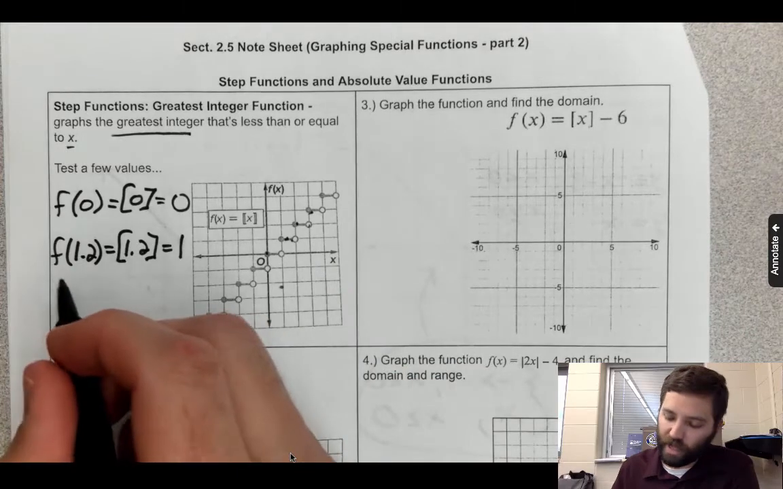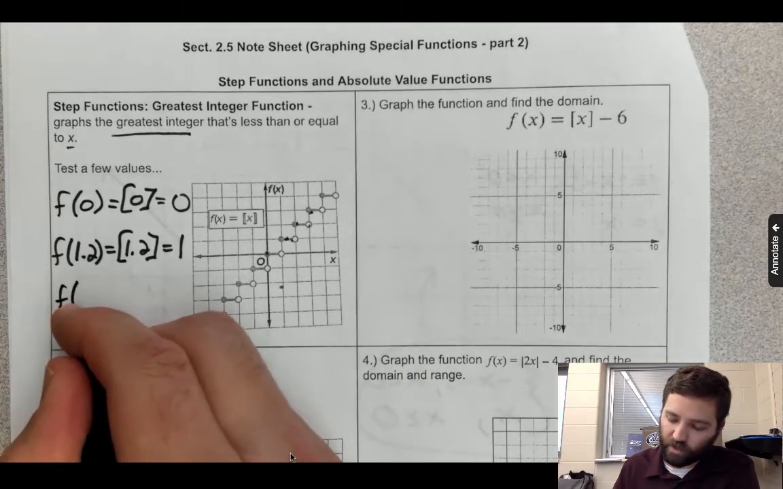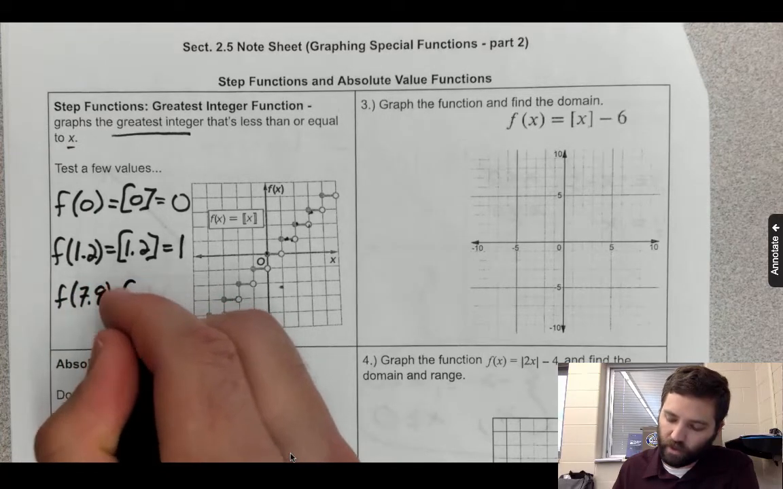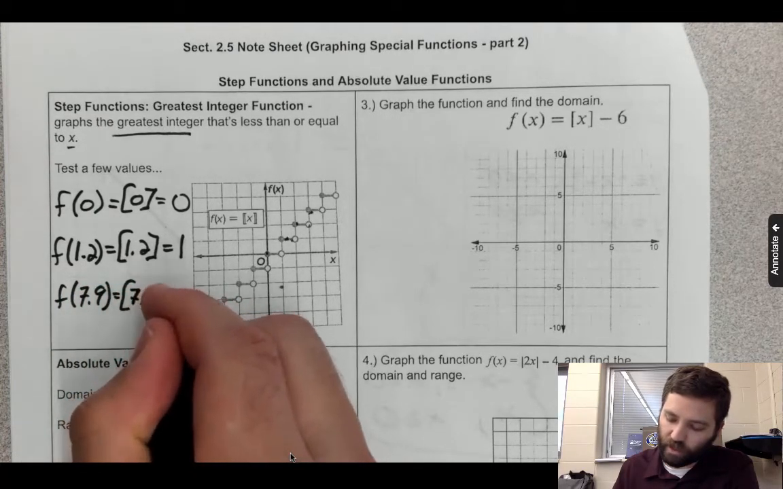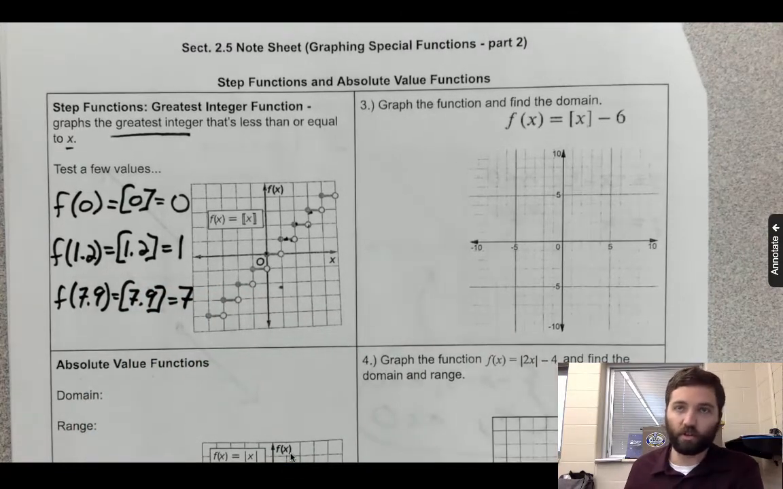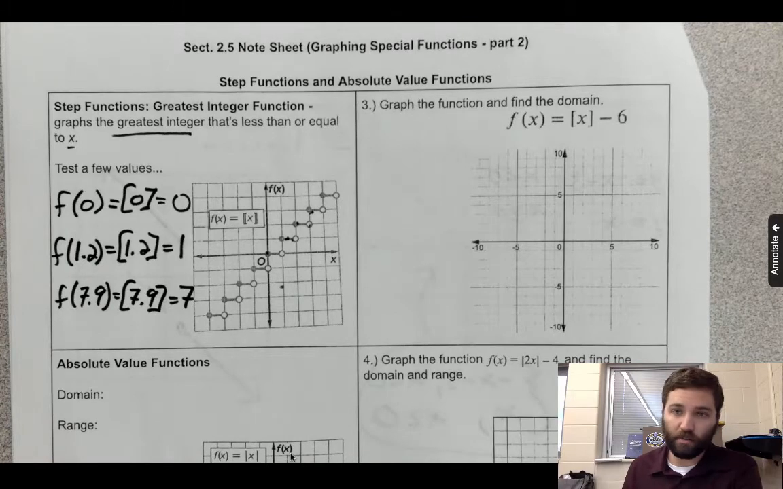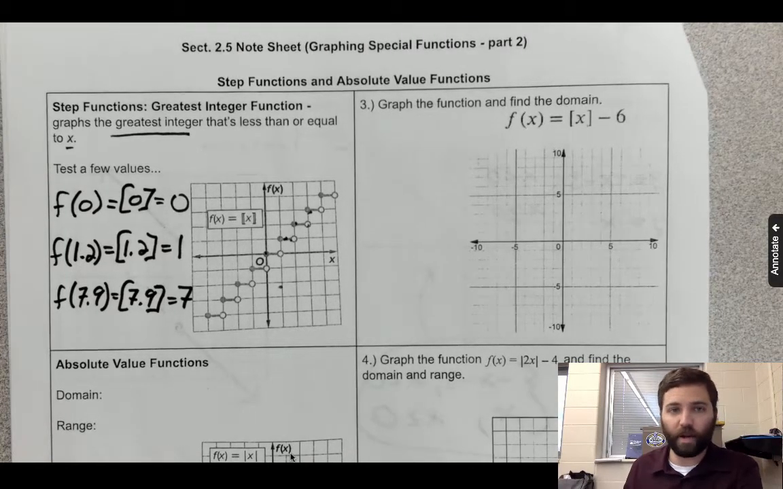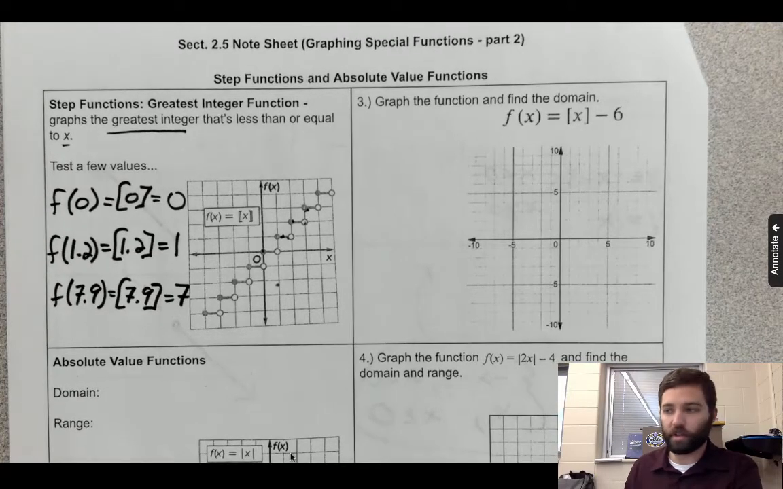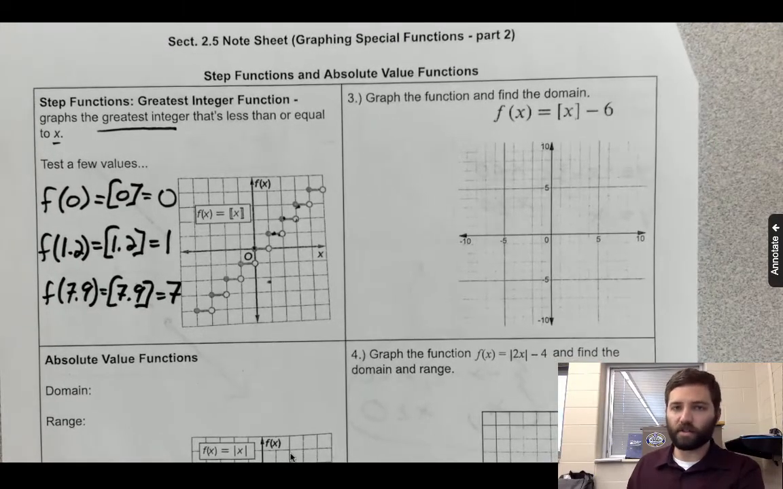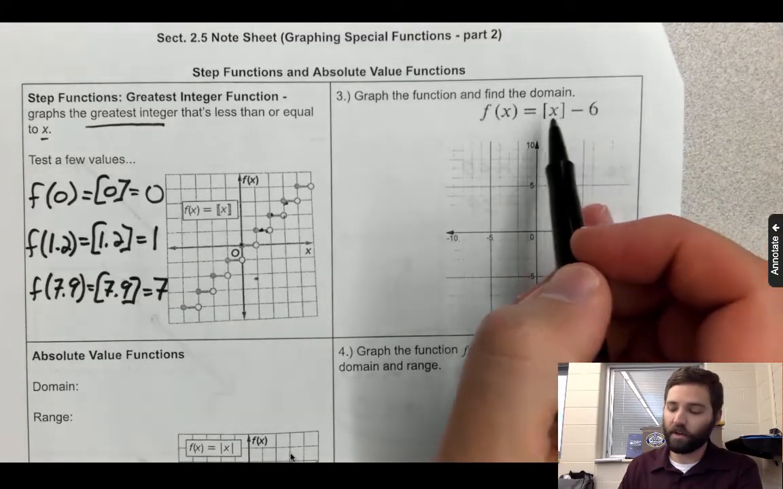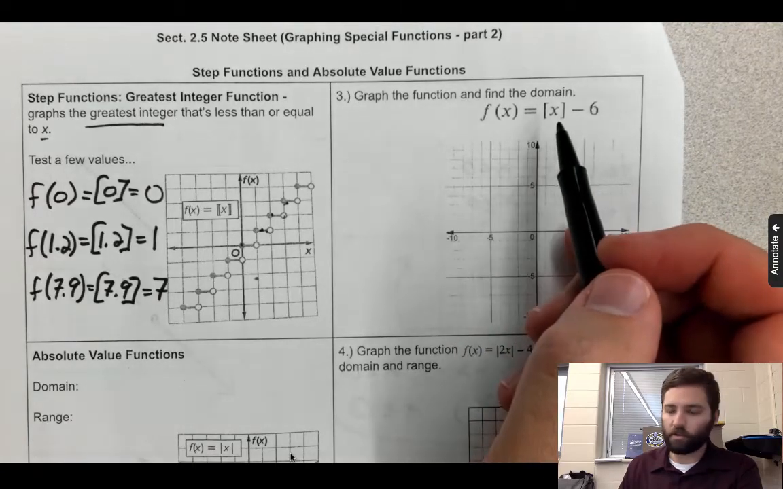So you can think of this as lopping off the decimal or truncating the decimal. So if you put in f of 7.9, the greatest integer of 7.9 would equal 7. That's how the greatest integer function works. Now, you can do things mathematically to any of these functions. You can add numbers to the function, multiply the function by a number, divide it by a number, whatever. So let's take a look at what happens when we take the greatest integer function and subtract 6. I'm also going to show you how to graph this in your calculator.